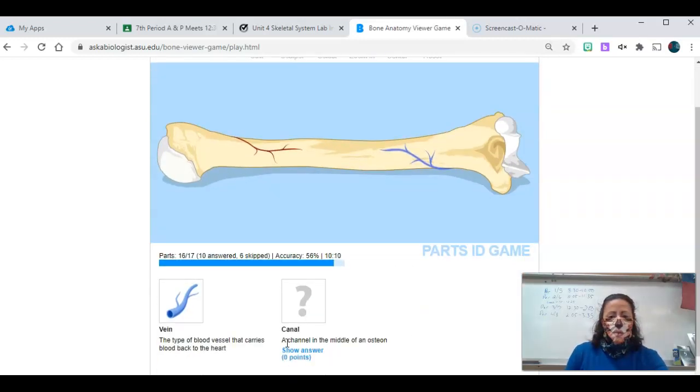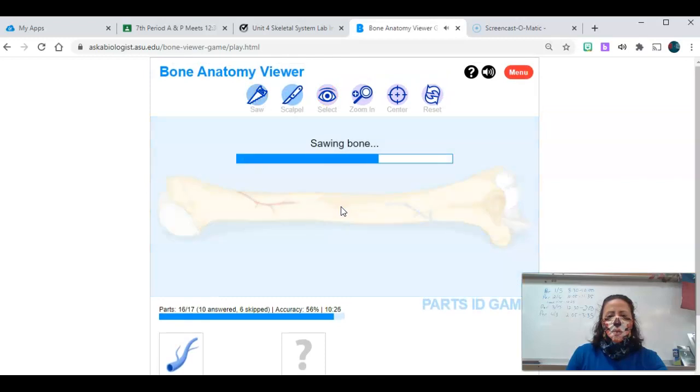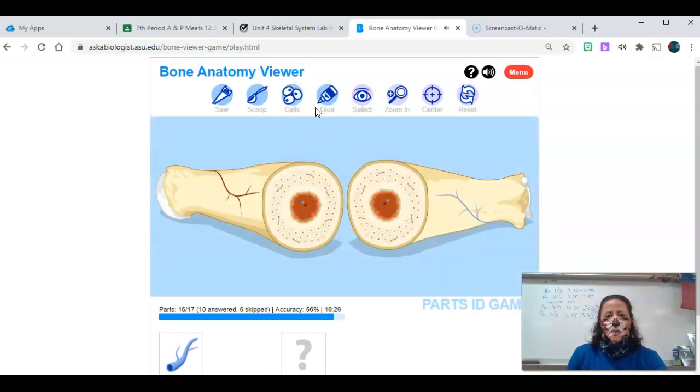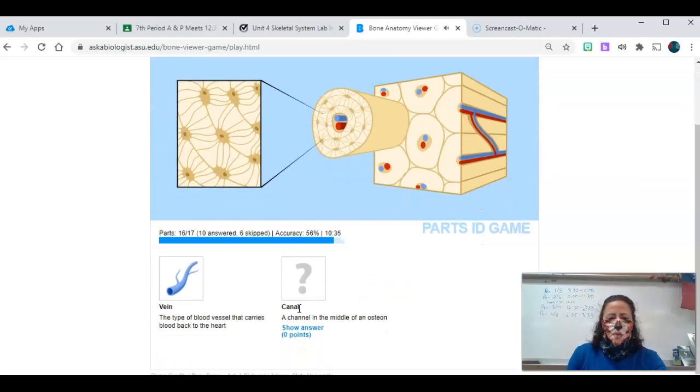The canal, so a channel in the middle of an osteon. So that's not a large structure. Remember when we were talking about, we were really talking about bone cells, right? So I know that I'm going to be looking at the cellular level. Cells. Okay, select. Let me go back to a channel in the middle of an osteon.